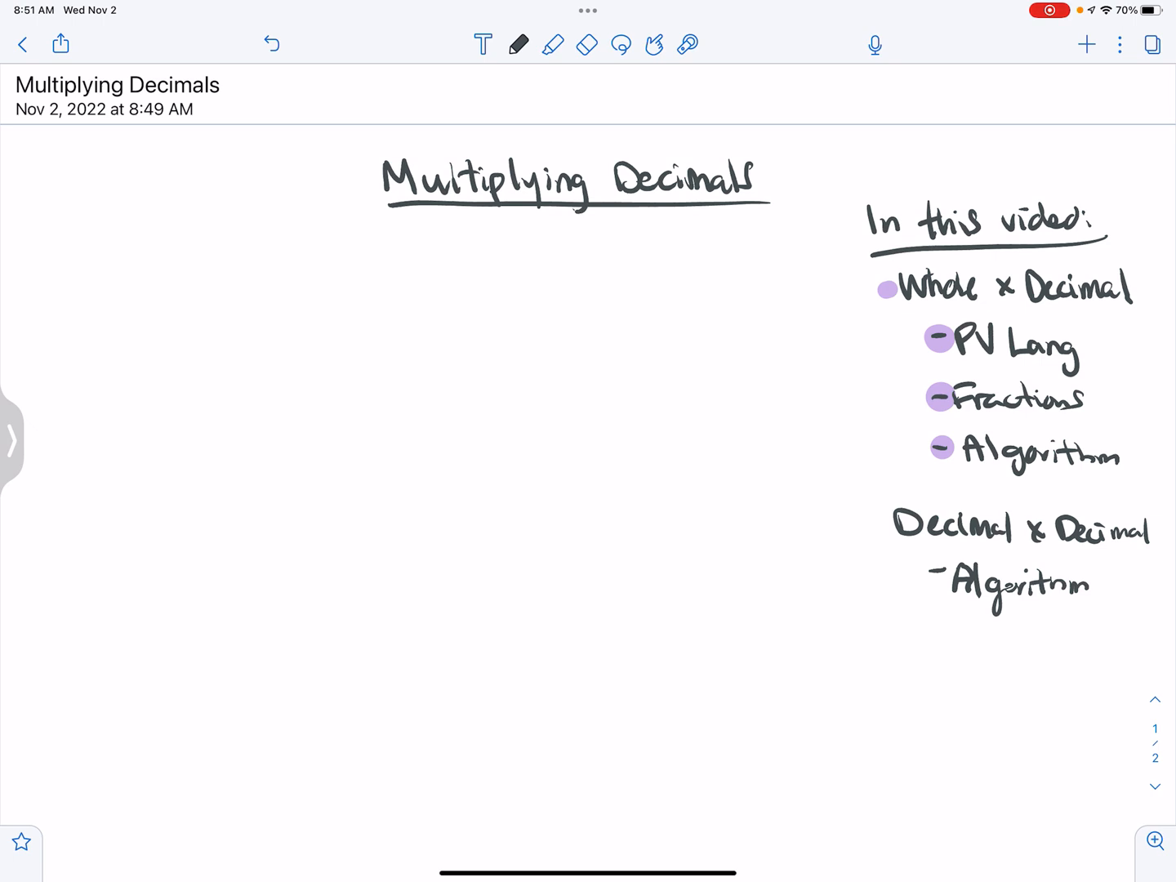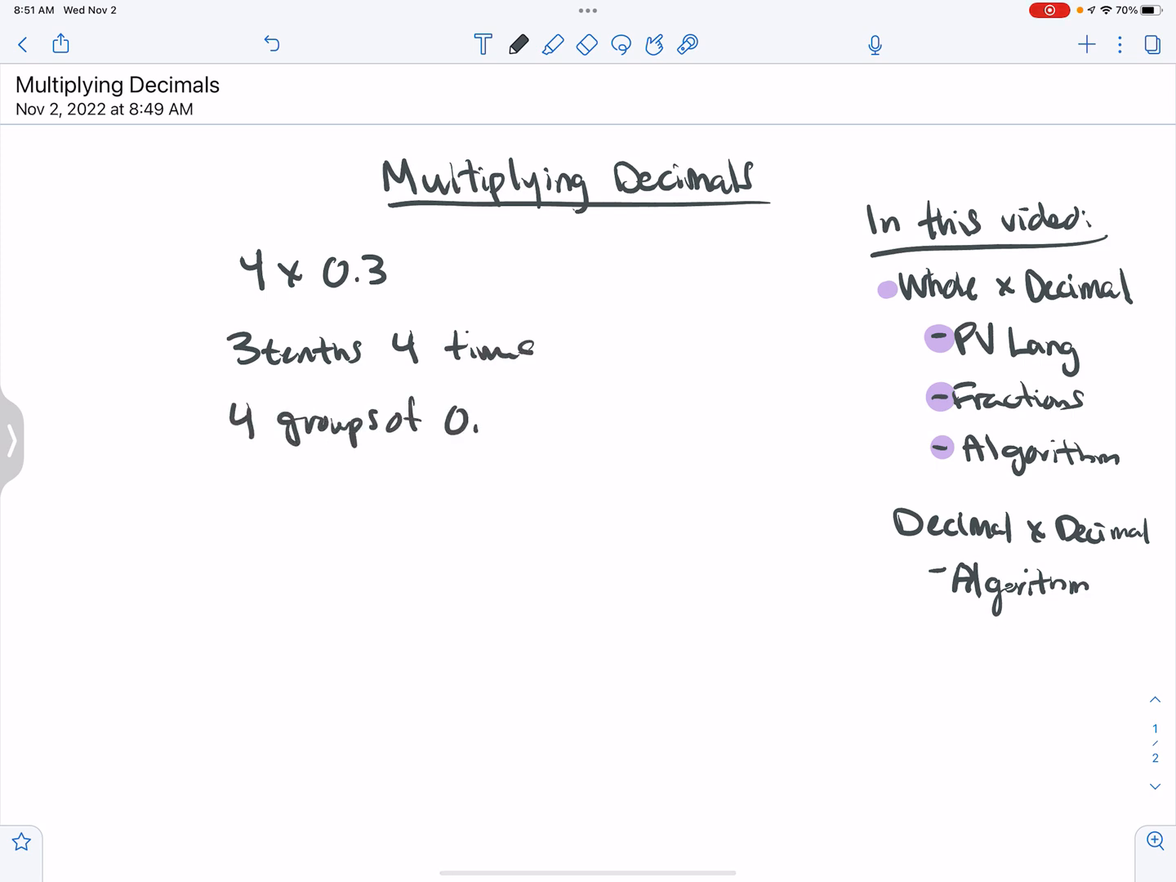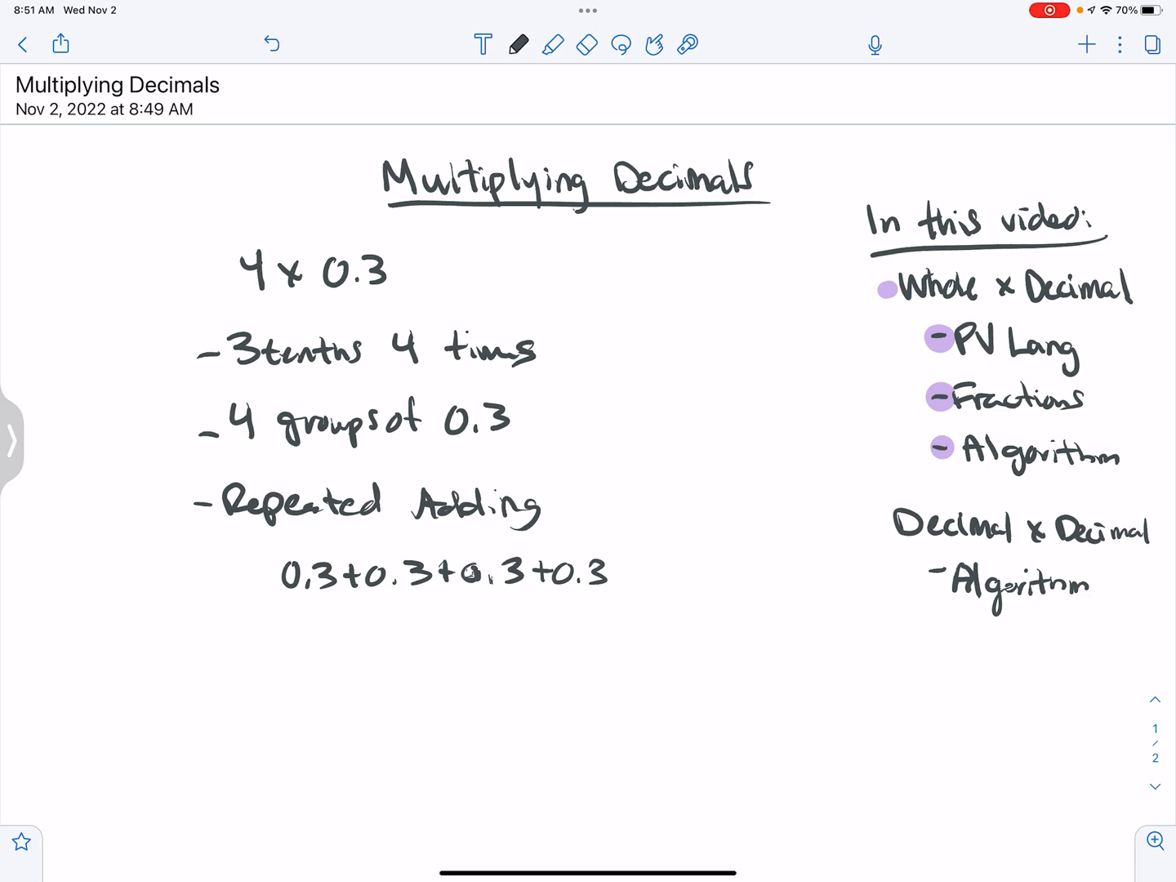So if we start out and we have an example like 4 times 3/10, just to refresh on what multiplying is, this is the same as saying that you have 3/10 4 times, or 4 groups of 3/10. And going way back in the day as a mathematician, you know that you could also think of this using repeated addition. That means that we could be adding 3/10 plus 3/10 plus 3/10 plus 3/10, 4 different times, to show our 4 groups of 3/10.